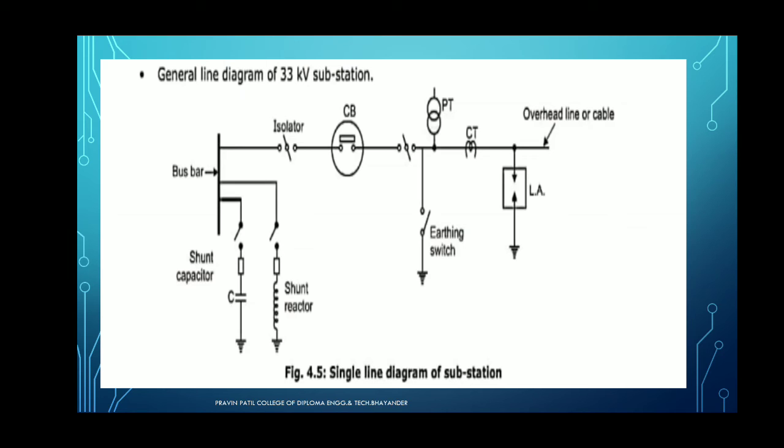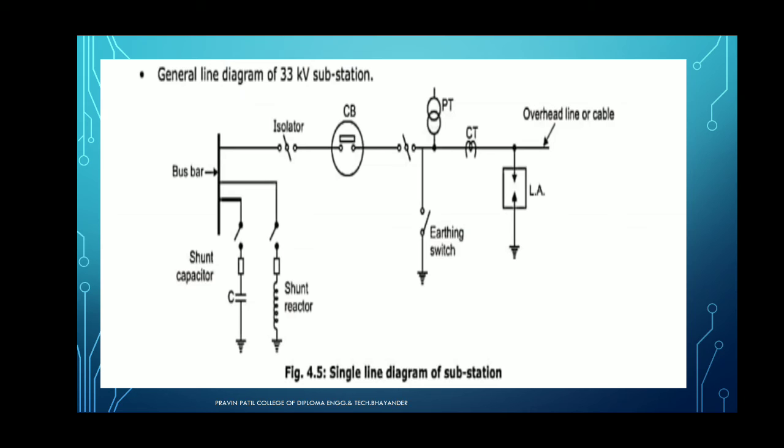So here the earthing switch is also connected. The main purpose of the earthing switch is to divert the fault current towards the earth. Then next, the isolator. The isolator is nothing but a switch. It has contacts. If both contacts are connected, then it carries the continuity of the supply. If the contacts are open, then discontinuity of the supply takes place.